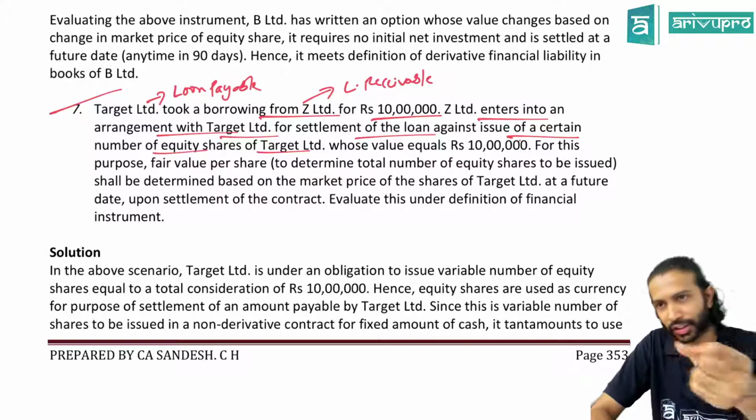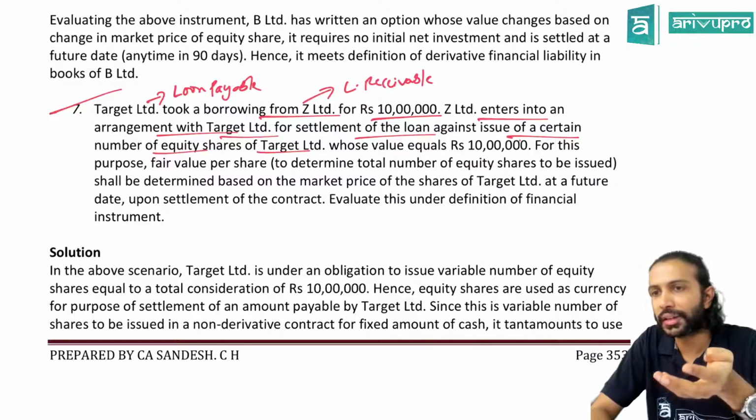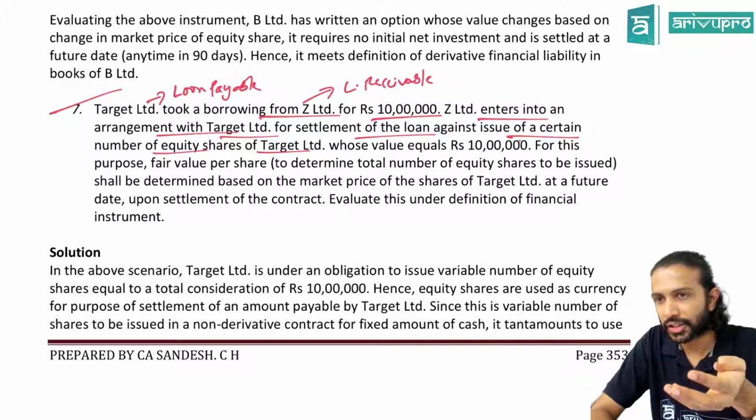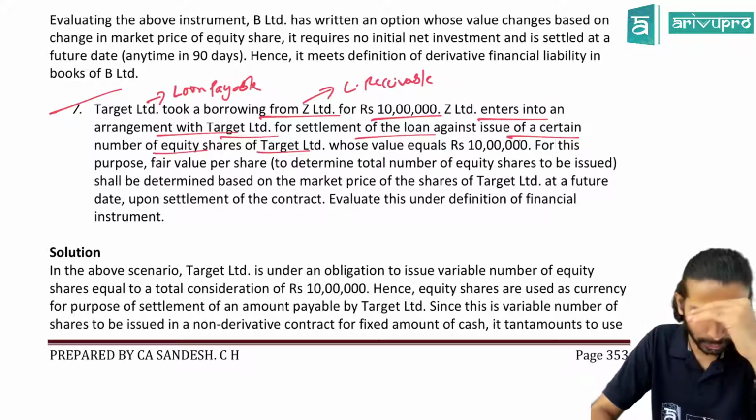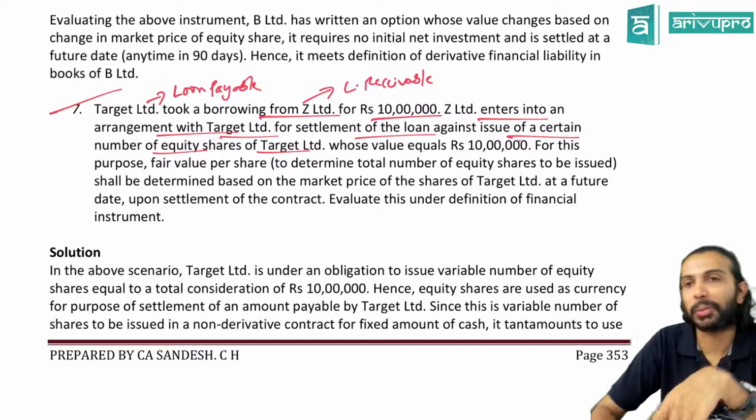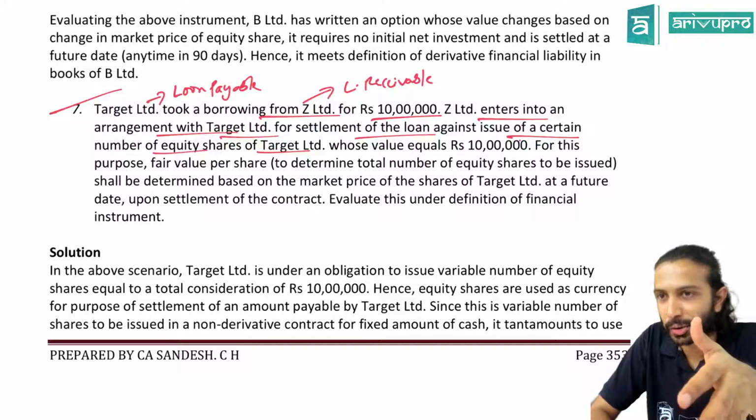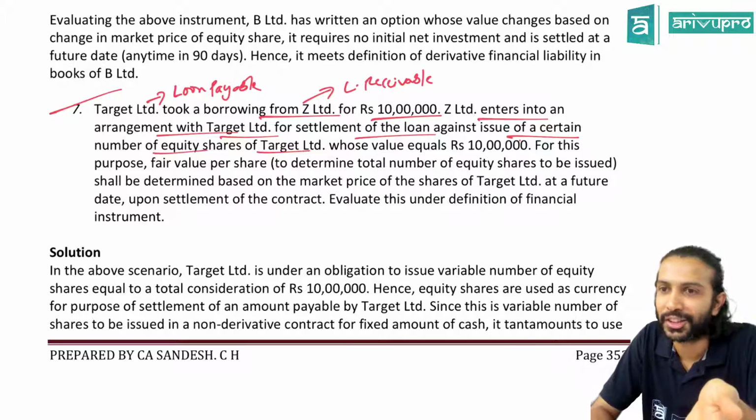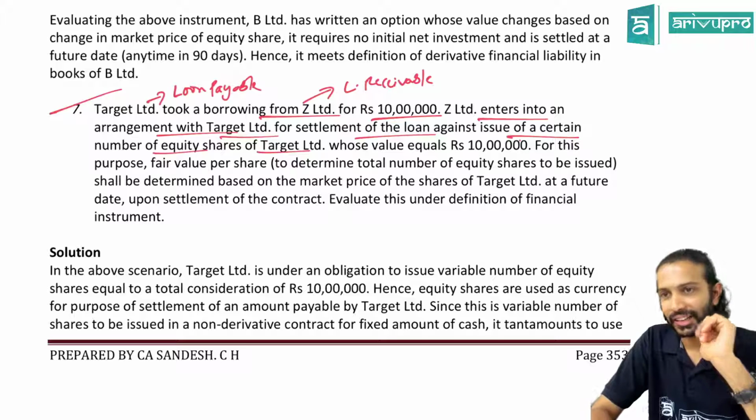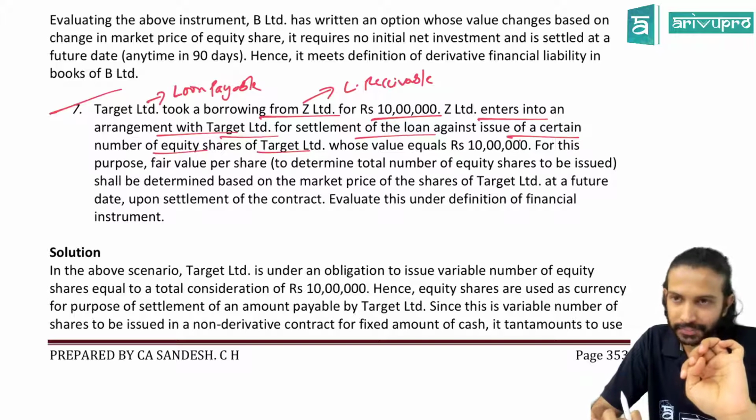For Z Limited there is no problem, because whether you are receiving cash or equity shares of another company, it is definitely a financial asset. But for Target Limited there is a problem. If you have an obligation to pay, then we have to classify it as a financial liability. But we have given equity shares. Should we show it under equity? Here there is a little bit of a problem. You got the hiccup? Are we fine?